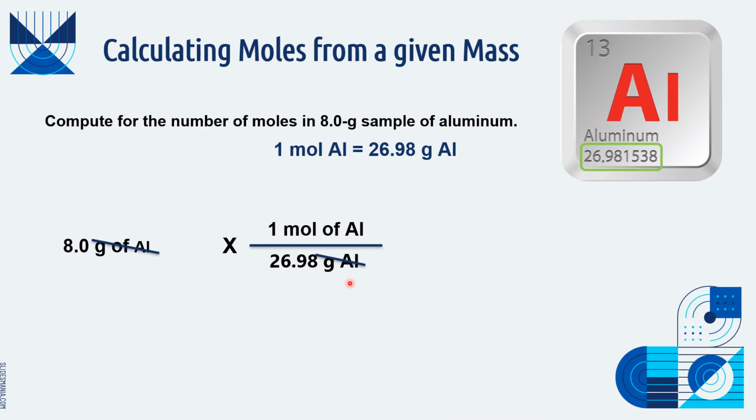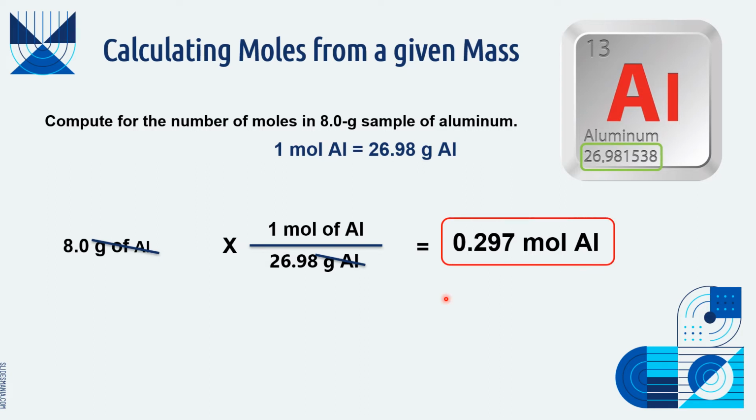Okay, we can now cancel gram, and the remaining unit is mole. And this is the unit that we are looking for, the mole. Okay, so 8.0 times 1 divided by 26.98, or directly 8.0 divided by 26.98, the answer will be 0.297 mole of aluminum. That's the answer. So, ibig sabihin, in 8.0 gram of aluminum, there is 0.297 mole of aluminum.